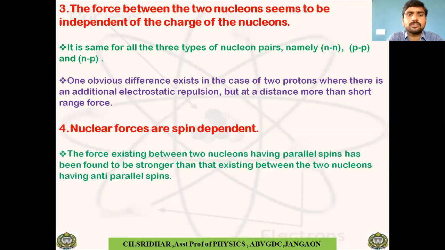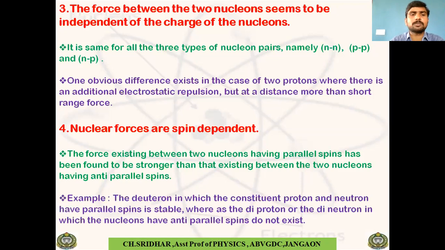The force existing between two nucleons having parallel spins has been found to be stronger than that existing between two nucleons having anti-parallel spins. So this is the upward spin and this is the downward spin. If both spins are like this, it is called parallel. And if both spins are downwards, this is also parallel. If both spins are parallel, the force between the nucleons is found to be stronger than for anti-parallel spins. So this is how the nuclear forces are spin dependent.